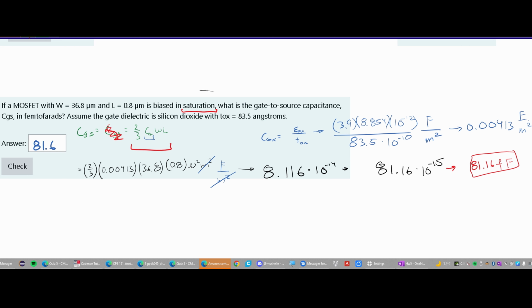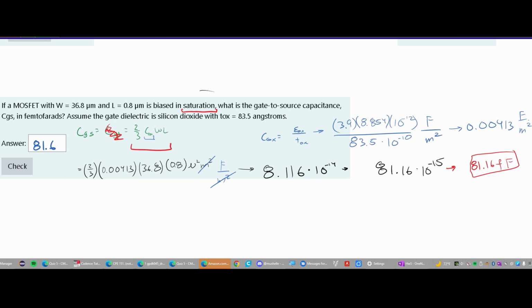EOX is equal to 3.9 times E naught, and E naught is 8.854. This is a little bit tricky because it can be either 10 to the negative 12 or 10 to the negative 14, depending on how you look at it. If you look at the notes in the description below the like button, on about page 65, we go into depth about this because it can either be solved in centimeters or in meters. You want to figure this out before you solve this. I'm doing it in meters, so it's 10 to the negative 12.